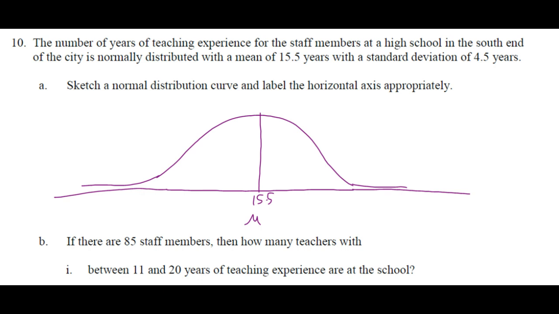Okay, the mean in the middle is 15.5. One standard deviation above is 15.5 plus 4.5, which is 20. Now these widths are the same, or supposed to be. Each bar on the normal distribution is the same. Two standard deviations is 24.5, and 3 is 29. Going below, 15.5 minus 4.5 is 11. Two below is 6.5, and 3 below is 2.